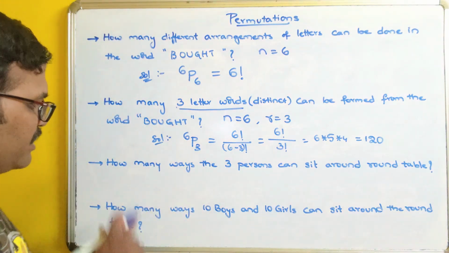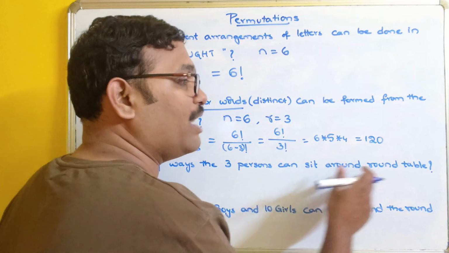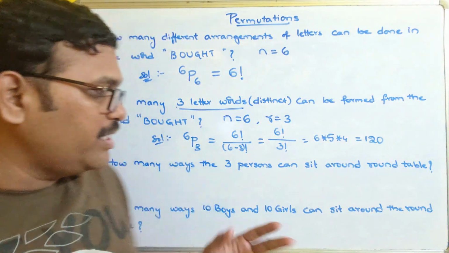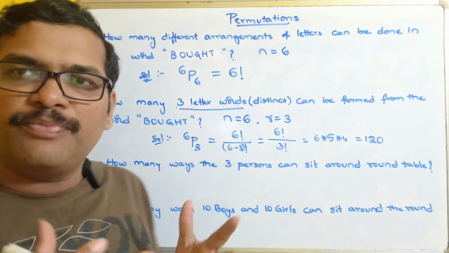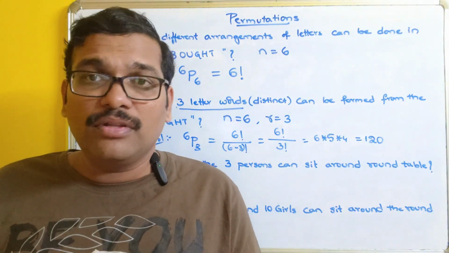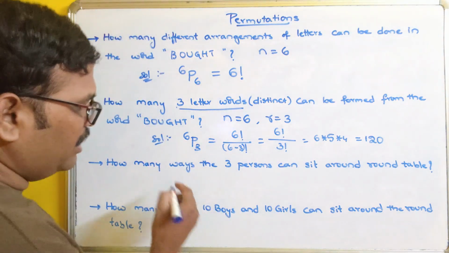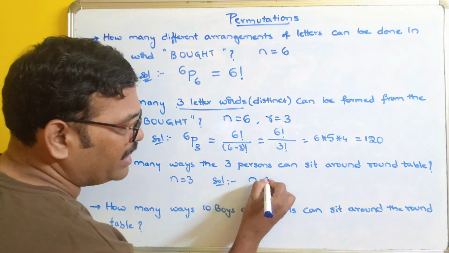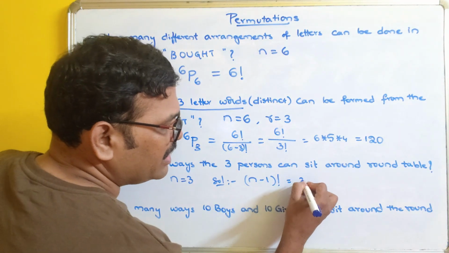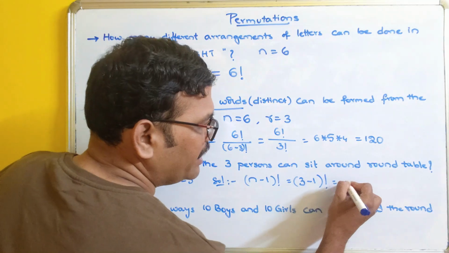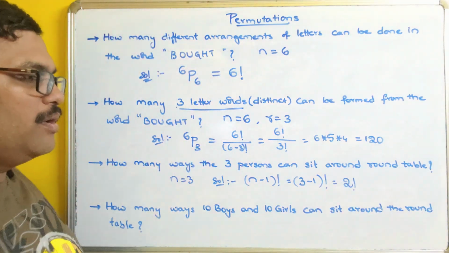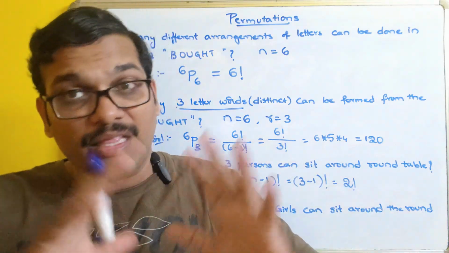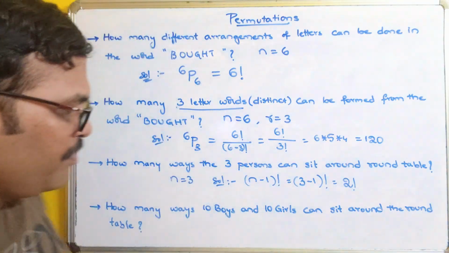Okay. Similarly, next, how many ways can 3 persons sit around a round table? This is called a circular permutation. In such cases, the 3 persons are different, so there will be no repetitions, right? So obviously n is equal to 3, and the solution will be (n minus 1) factorial, which is (3 minus 1) factorial, so it is 2 factorial. So only 2 ways the 3 persons can be arranged around the round table.